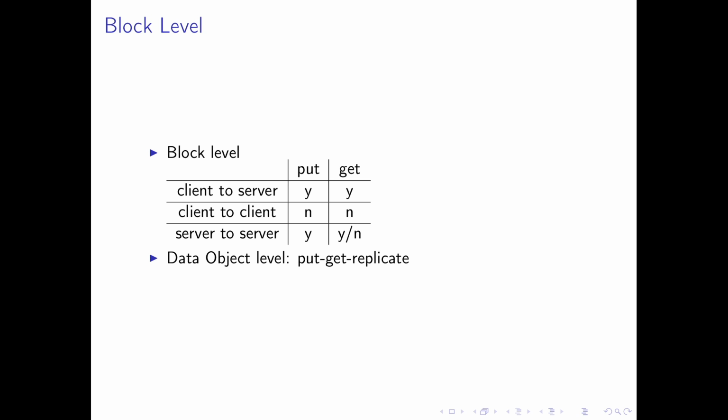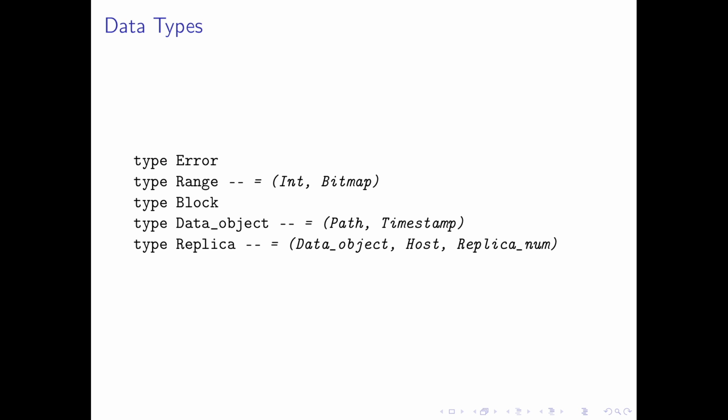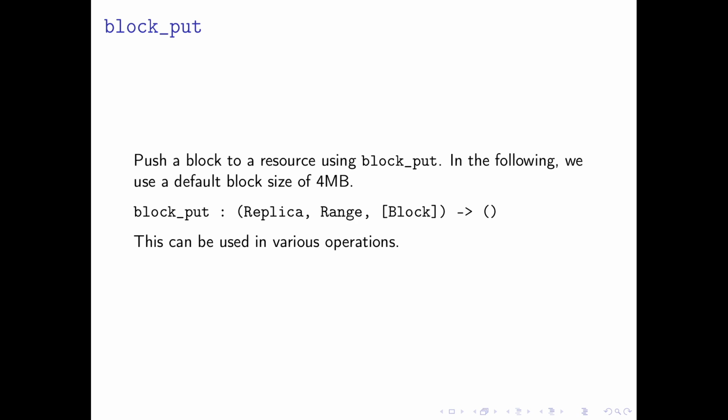Based on this block-level API, we build the object-level APIs so that we have that symmetry between put, get, and replicate. So here are some data types. I'm going to skip this slide. Next, I'm going to talk about some of the operations in the API.